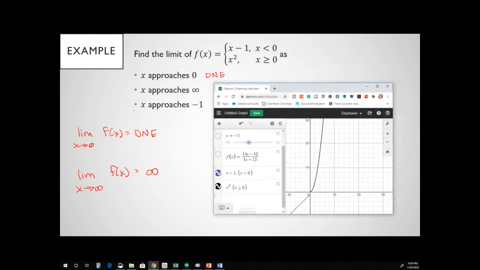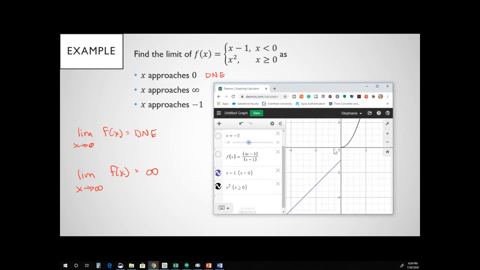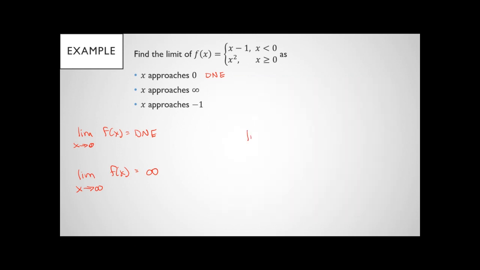Then we've got as x approaches -1. So I'm going to zoom in here. And if that is an actual value on the graph, then all you care about is what is that actual value at -1, which is -2. So as x approaches -1, our y value approaches -2 because it's actually existing on the graph. So the limit as x goes to -1 of f of x equals -2.